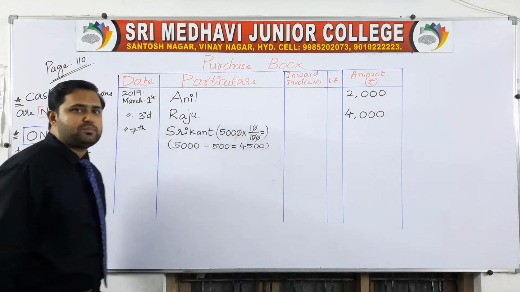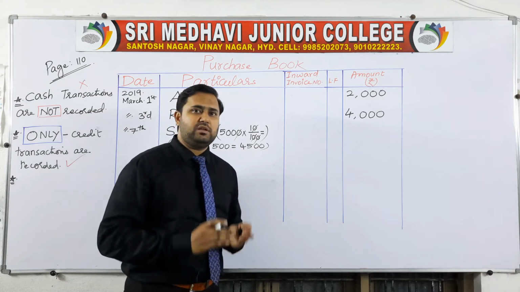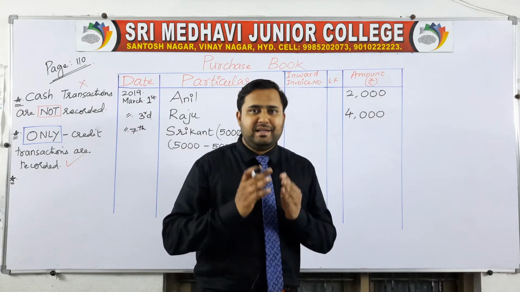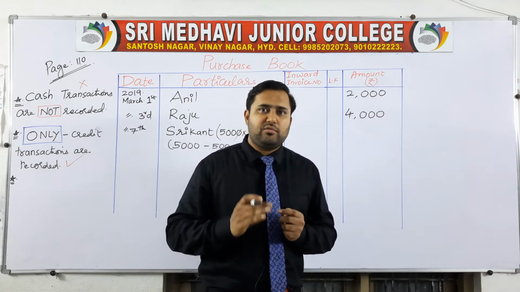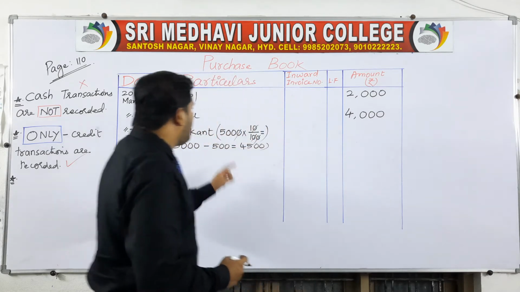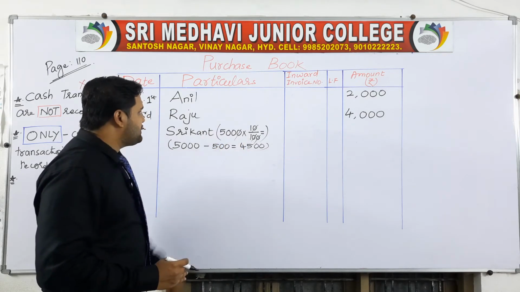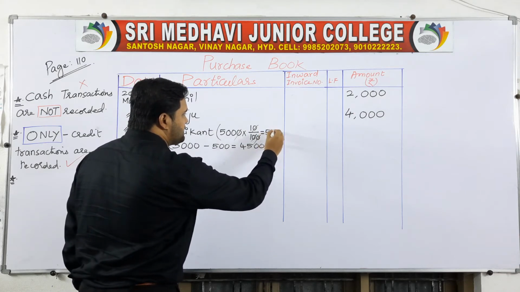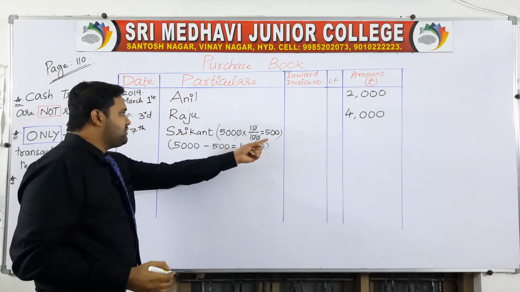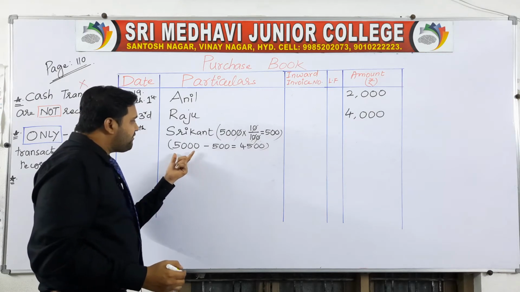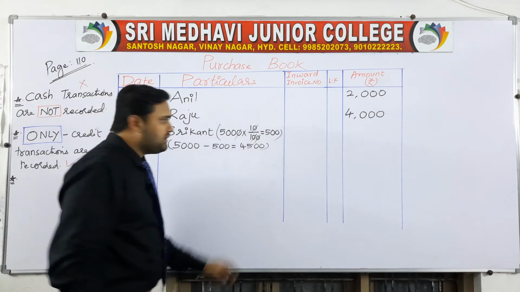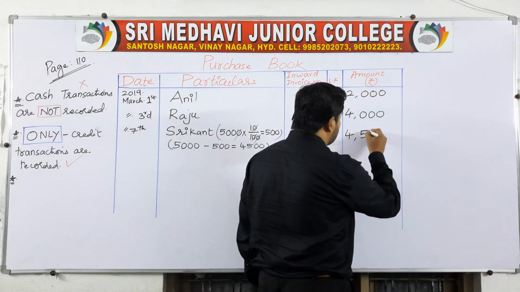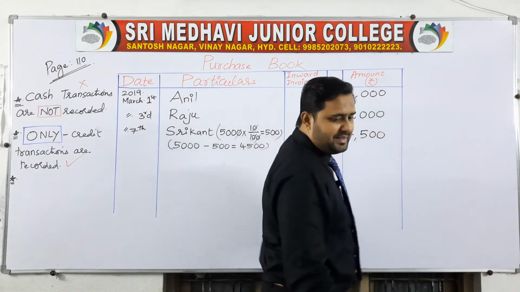So, purchase goods from Srikanth, 10% discount means you need to deduct that discount from the total amount. First of all, you need to calculate the discount on 5,000. 10% discount is nothing but 500 rupees. So, 500 is going to be subtracted from 5,000. 5,000 minus 500 is 4,500 rupees, the amount we have purchased on date 7.